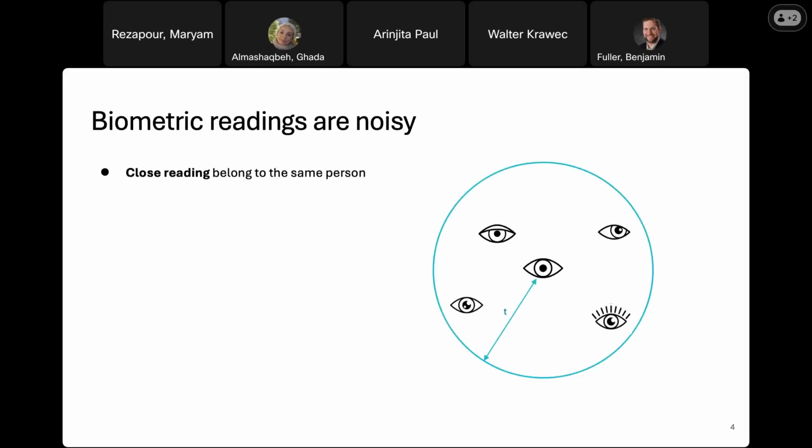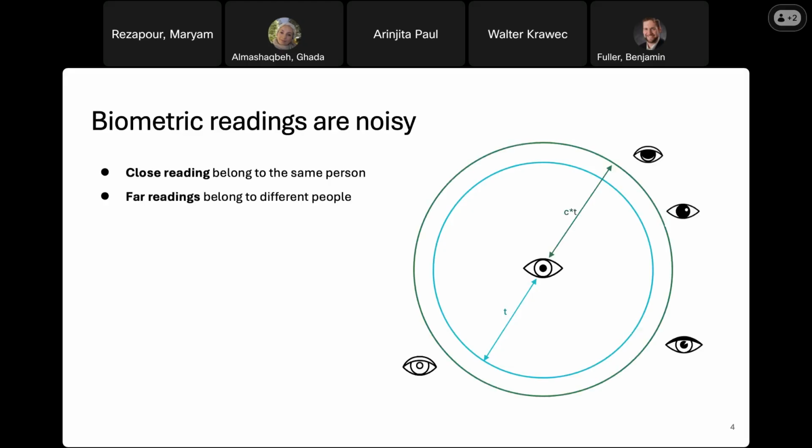If the further readings are within distance t of the initial reading, we call those readings close, and we regard them as belonging to the same person. While if the further readings are beyond distance c times t, where c should be some value greater than 1, we call them far readings, and as you see, they belong to different people because they should be completely different irises or biometrics.